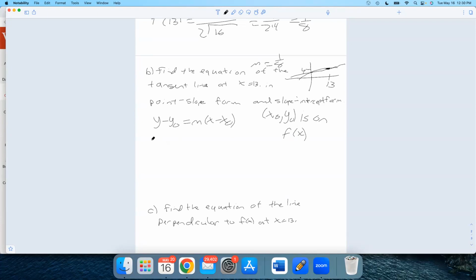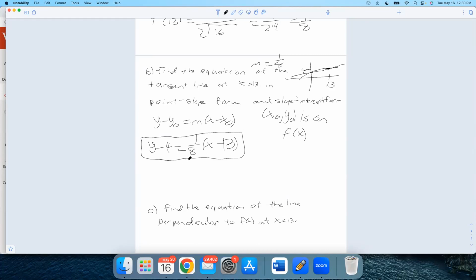So just plugging all that in, I get y minus 4 equals 1/8, that's what the derivative gave me, times (x minus 13), not 3, 13. There's point slope form. I'm usually happy with point slope form because then I don't have to combine any fractions. Like I've done all the hard work. I've got the equation of a line.